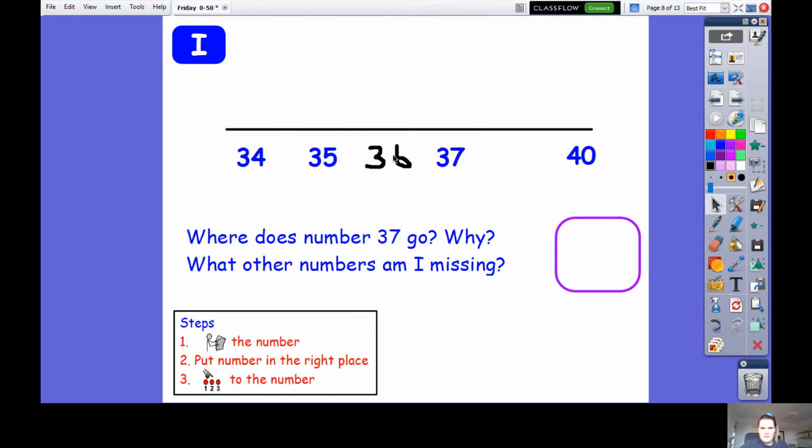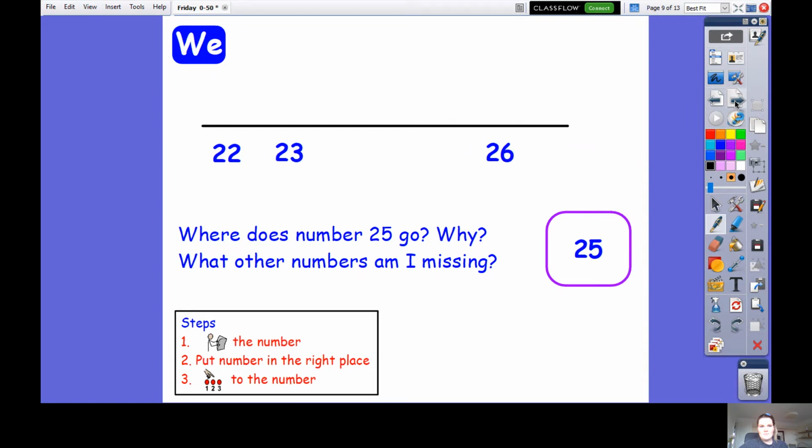34, 35, 36, 37, 38. So I'm going to write in my 38. 38, what comes after 38? 39. Oh, I'm going to have to move my 40 along. 39, 40, you're absolutely right. I was able to put my missing number in and add in the missing numbers. Great. So can we do that together?